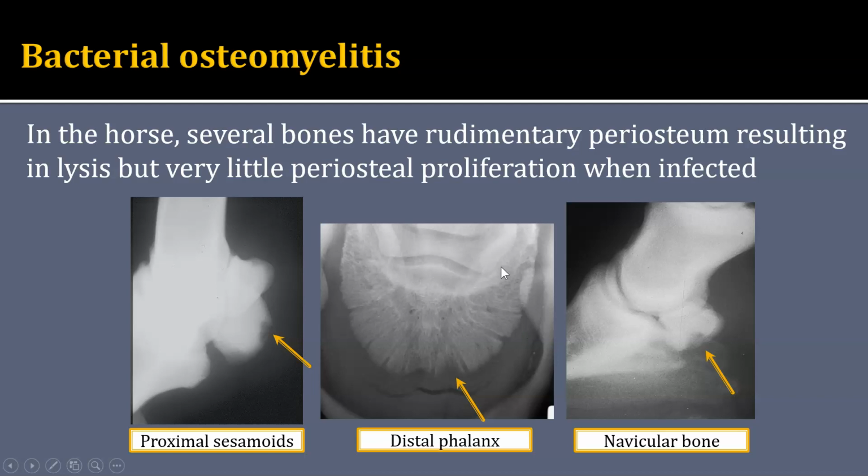In the middle of the slide here is our distal phalanx, and again, this bone has very rudimentary periosteum, so when it gets infected, we oftentimes see focal lysis or resorption, but no periosteal reaction. And then the last bone to call out is our distal sesamoid, or the navicular bone. Again, when it's infected like this horse, we can find geographic lysis, but we will see very little, if any, periosteal reaction.